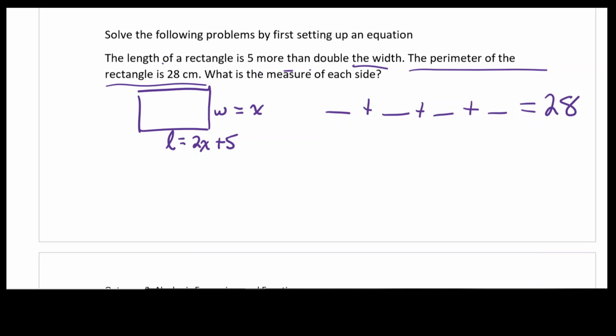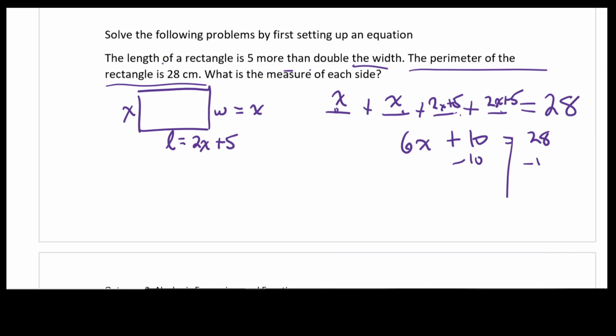Then 2 of the sides are x, so x plus x, these two sides, and 2 of the sides are 2x plus 5, 2x plus 5. All right, now I've got an equation I can solve for x. There's a lot of terms on the left side, so I'm going to combine the like terms. 1x plus 1x plus 2x plus 2x is a total of 6x, and then plus 5 and plus 5 is the same as plus 10. So I've simplified that equation down.